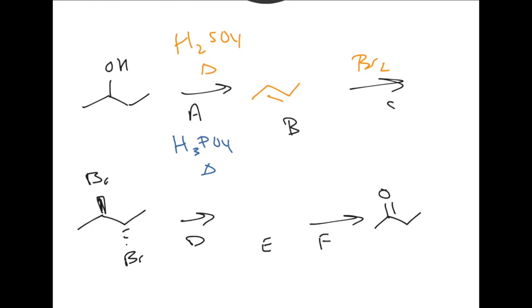All right, so now D, E, and F. Yep. Two equivalents KOH and heat to make an alkyne. How do I do this? What is this one? How do I get from E to the ketone? We just did this. Never forget.